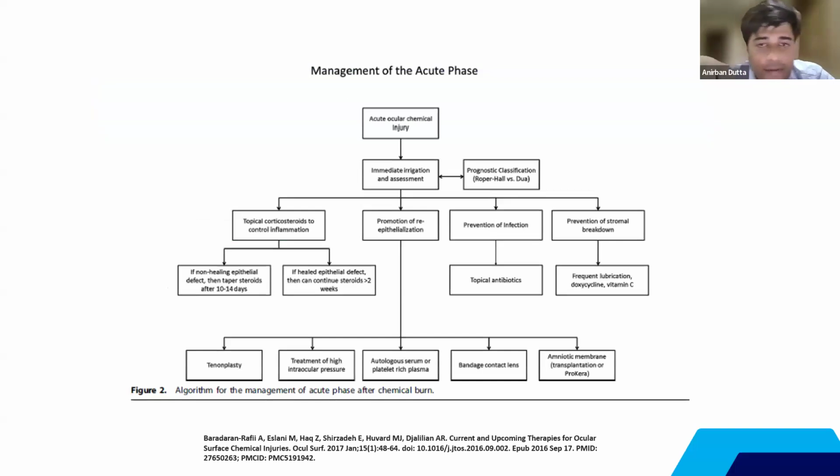This is an algorithm which I have copied from an article by Baradaran-Rafii et al where they have broken down how you manage acute ocular chemical injury. So, first and foremost, you irrigate the eye, you prognosticate the patient using DUAs or Roper-Hall. After this, you start topical corticosteroids to control inflammation. Next, you promote reepithelialization by placing bandage contact lens, amniotic membranes, or do a tenonplasty or tarsorrhaphy as needed. Next, you will have to prevent stromal breakdown. So you prescribe frequent lubricants, doxycycline, vitamin C, sodium citrate, etc.